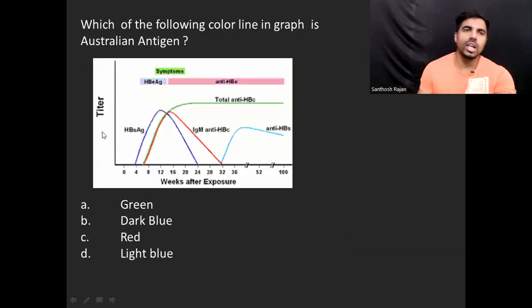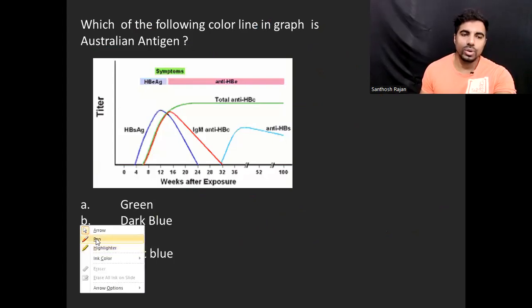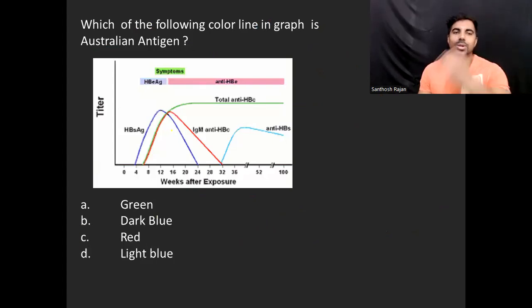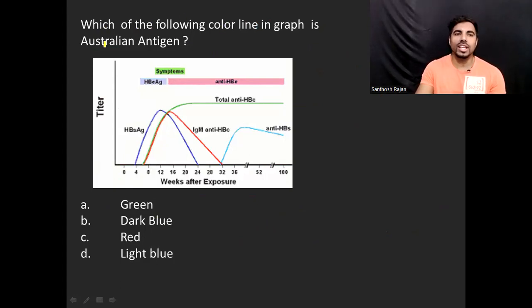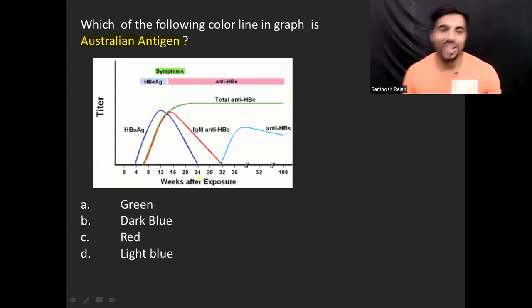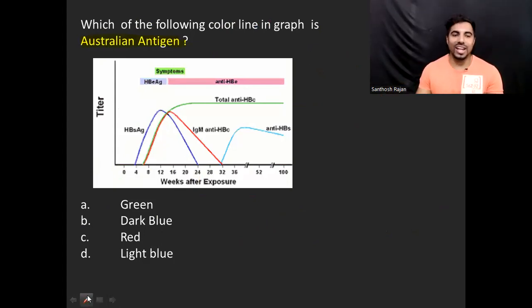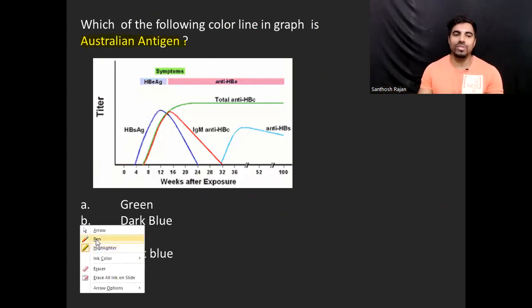Now, next question. Another important question. Yeah, you should know this also. Look at the picture. Which of the following colors in the line is the Australian antigen? Okay, Australian antigen. If you don't remember, it doesn't matter. Australian antigen means it comes for which one?